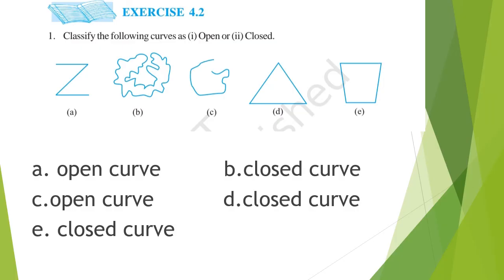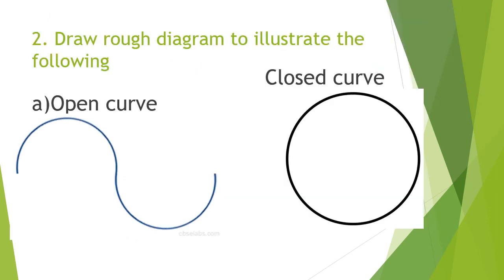Exercise 4.2. Classify the following curves as open or closed. A. Open curve. B. Closed curve. C. Open curve. D. Closed curve. E. Closed curve. Draw rough diagram to illustrate the following. First open curve, second closed curve.